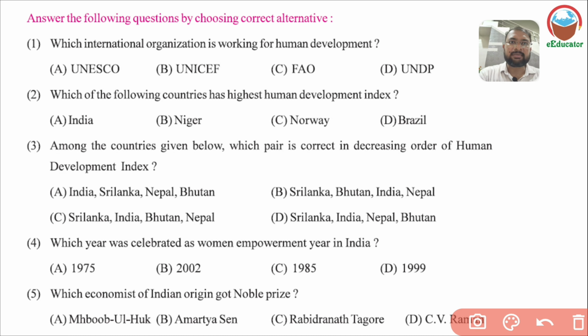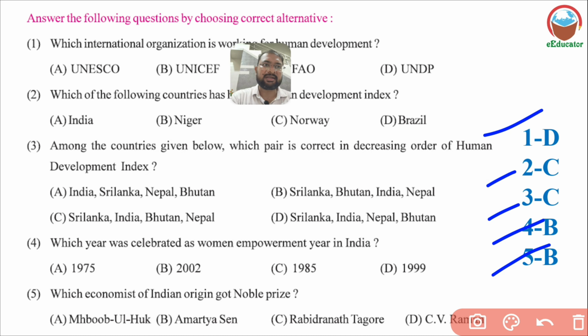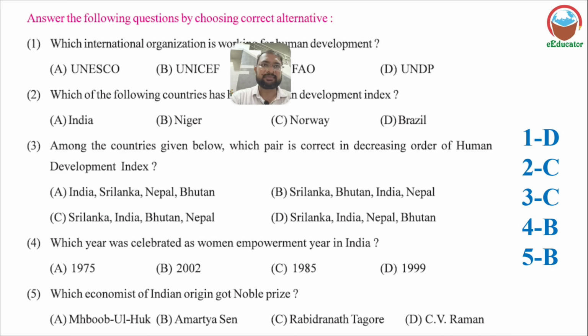Fourth is B. Fifth: which economist of Indian origin got a Nobel Prize? Amartya Sen got the Nobel Prize in economics. So look here, these are the answers: first D, second C, then B and B. These are the answers of this MCQ.